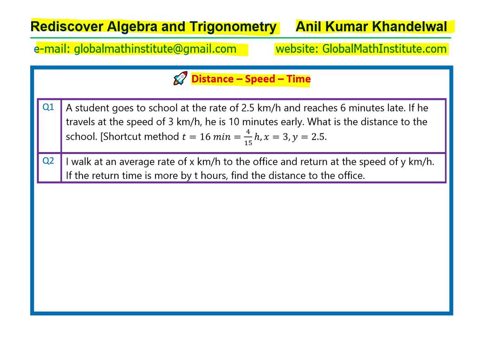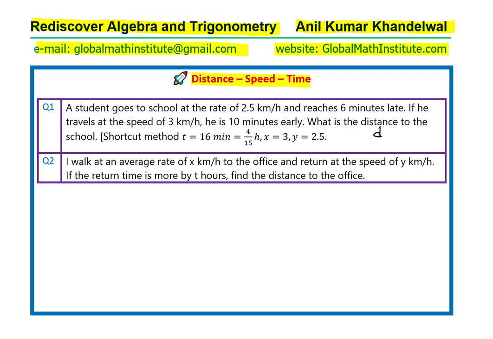So let's try to understand question number 1 first. A student goes to school at a rate of 2.5 kilometers per hour and reaches 6 minutes late, more time. If he travels at the speed of 3 kilometers per hour, he is 10 minutes early. What is the distance of the school? So let the distance be d. Now if distance is d, time taken will be what?